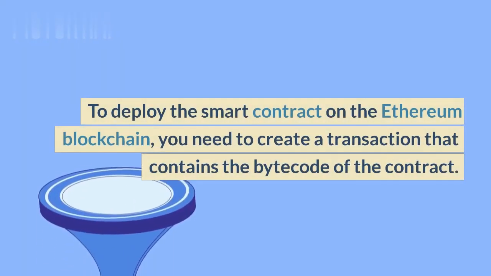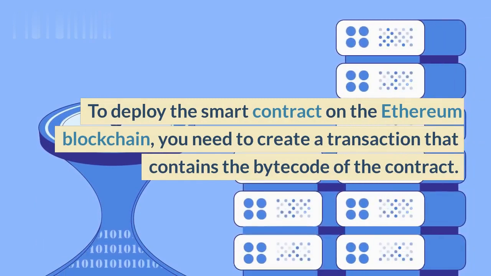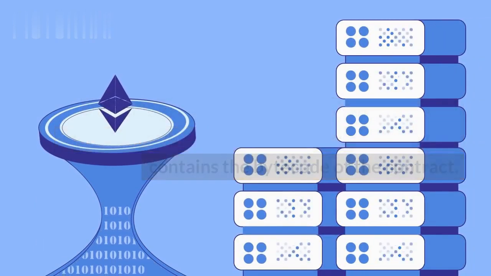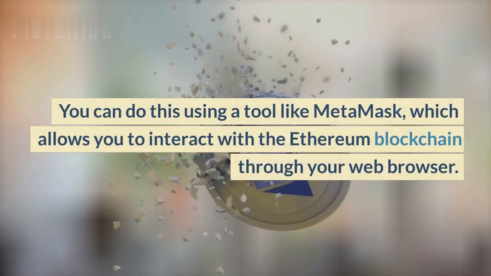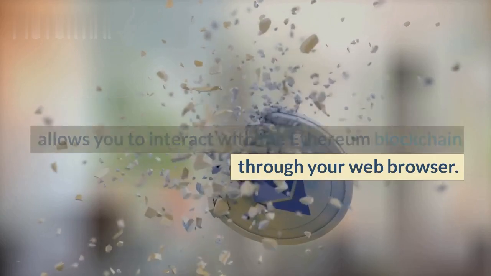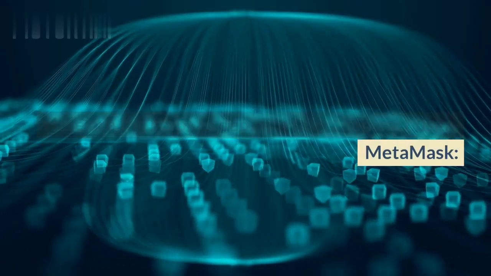To deploy the smart contract on the Ethereum blockchain, you need to create a transaction that contains the bytecode of the contract. You can do this using a tool like MetaMask, which allows you to interact with the Ethereum blockchain through your web browser. Here are the steps to deploy a smart contract using MetaMask.